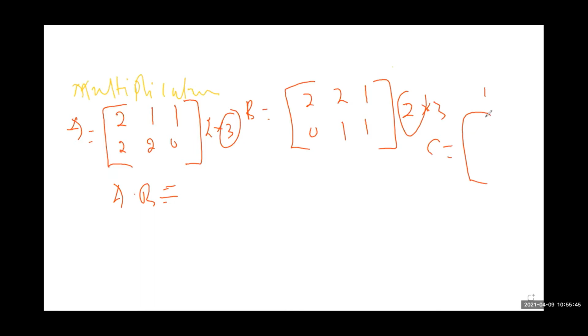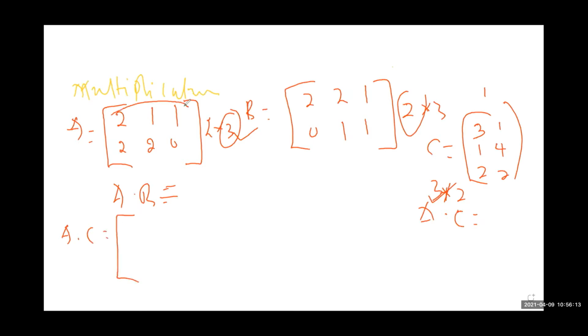C is giving us 3, 1, 2 and 1, 4, 2. This is a 3 by 2 dimension. Can I multiply A and C? Yes, because the number of columns here is the same as the number of rows here. So let's do A times C. Like I said, I take the whole of this, drop it on the column, and do my sum product.